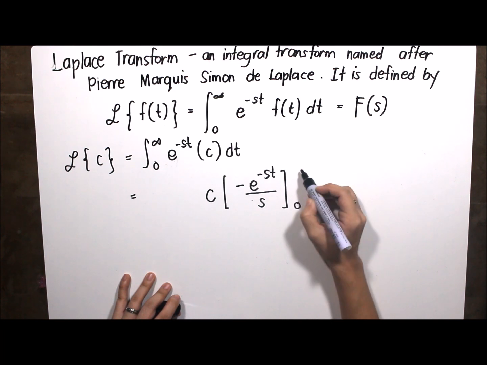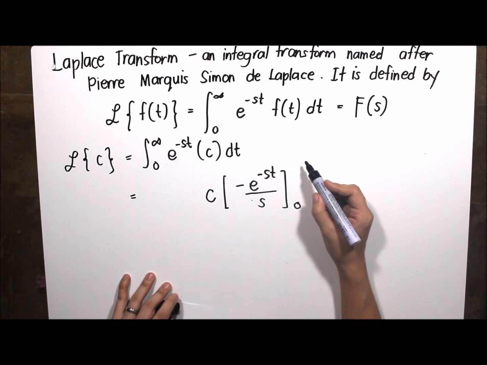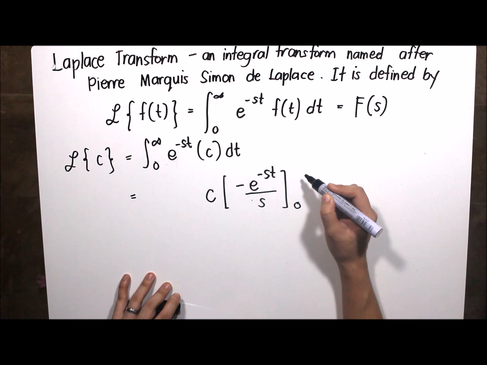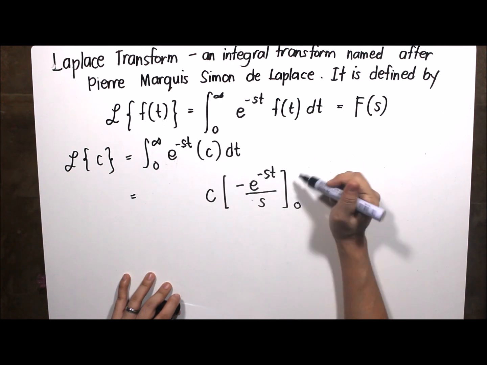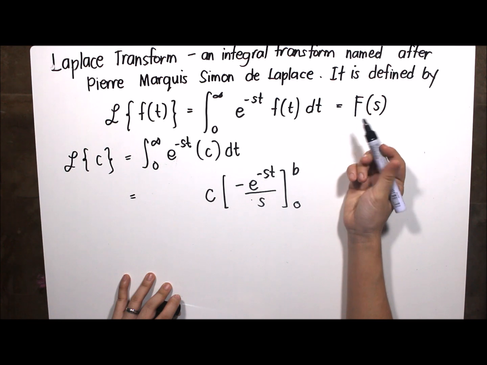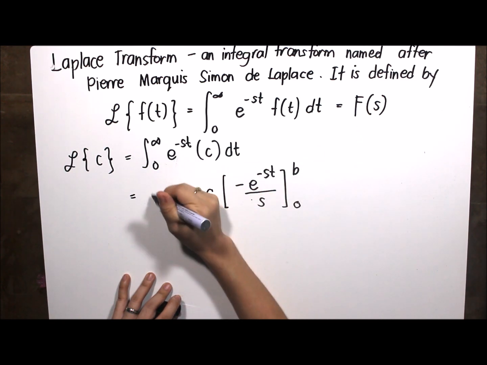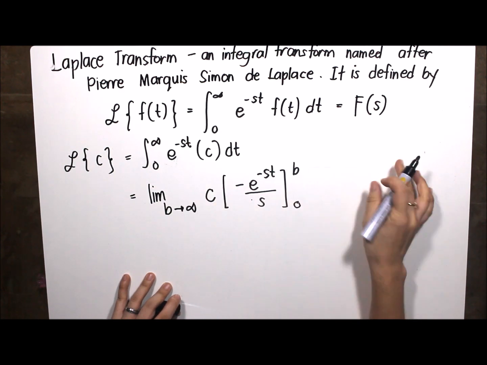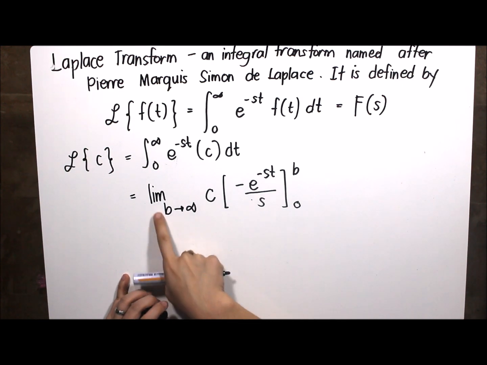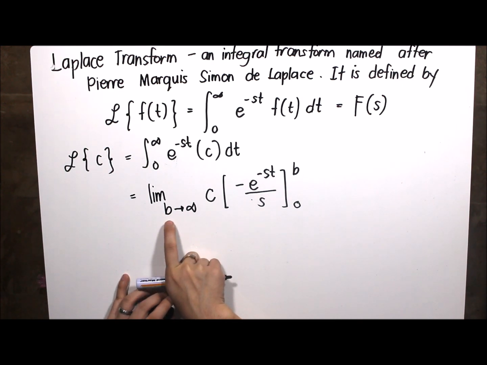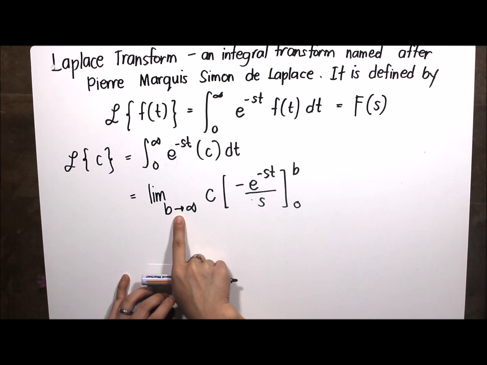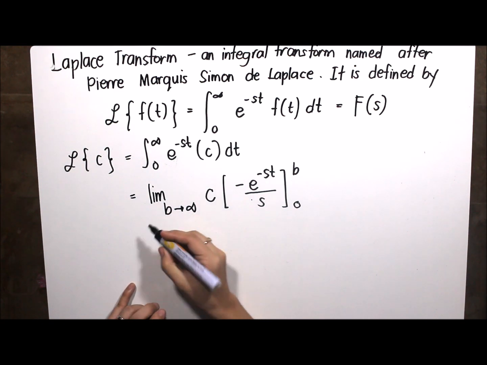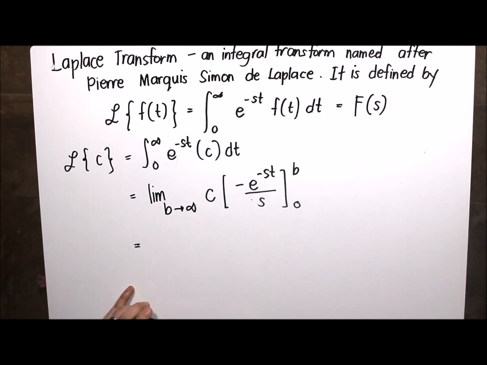Therefore, we have 0 to infinity. But since we cannot substitute an infinite value directly, we're going to let another variable in place of infinity, let's say b. And then we'll simply take the limit of this function as b approaches infinity. And we know the basic rule of limits, that is simply to substitute the value of b as it approaches the infinite value.